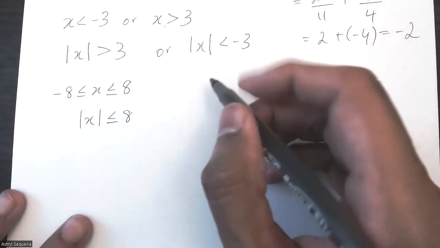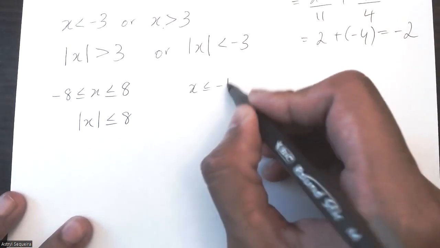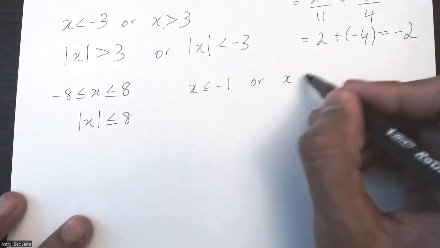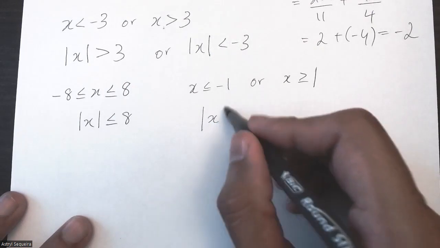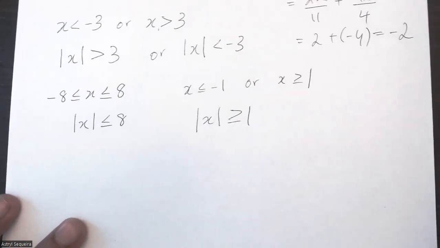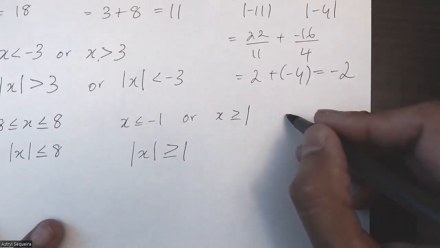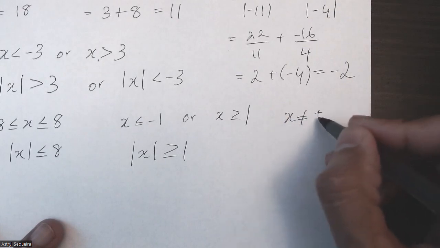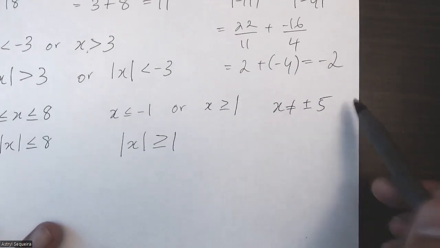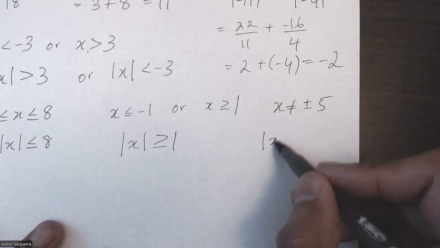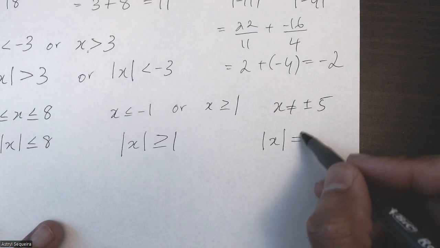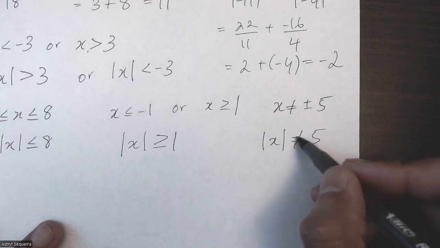Third one is x is less than or equal to -1 or x is greater than or equal to +1. Pretty simple. I'm just going to use the positive one here. Absolute x greater than or equal to 1. And last one, x does not equal plus or minus 5. When you have something like this, again, there's two answers, but I'm only going to do one answer. That's going to be absolute x does not equal 5.